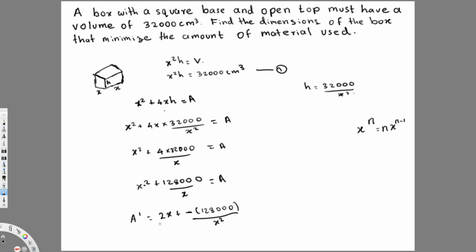Then our next step is to equalize this one to 0 and find the x value. If I equalize this one to 0, there are two possible critical numbers, right?